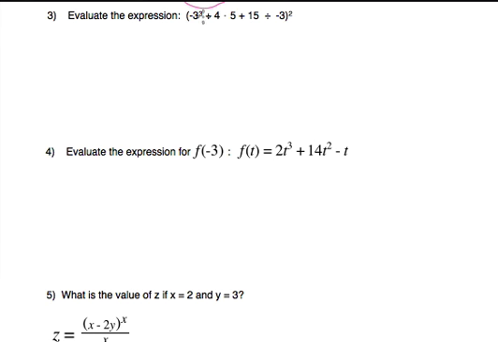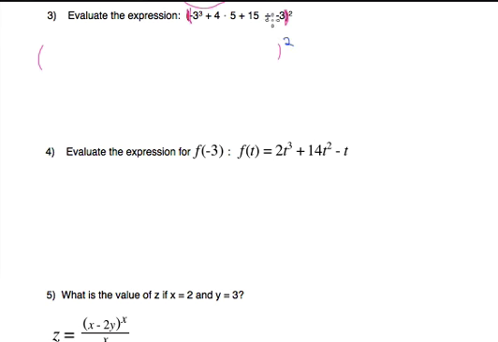Evaluate the expression (negative 3 cubed plus 4 times 5 plus 15 divided by negative 3), and then you square all of that. So we do our parentheses first. So our world right now is just this, all of that. Don't worry about the squared. So let's do all of this, all of that, and then let's write a little squared there.